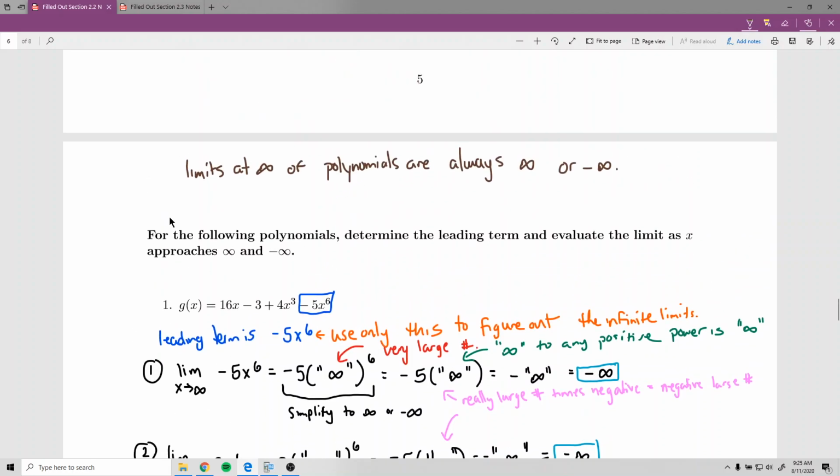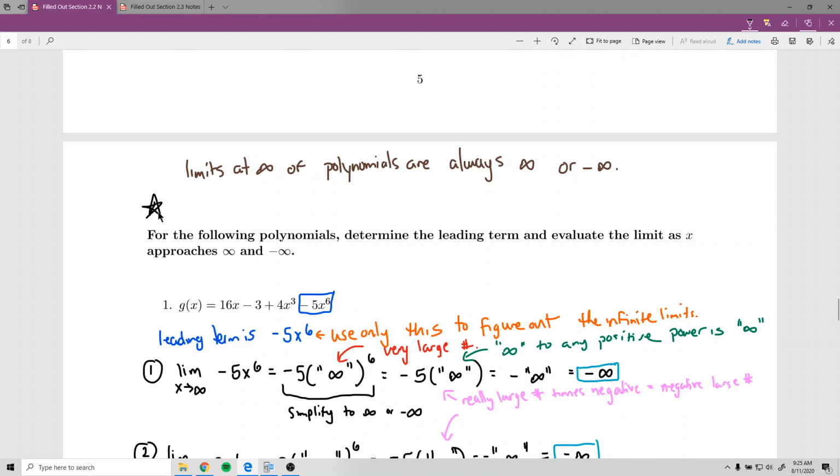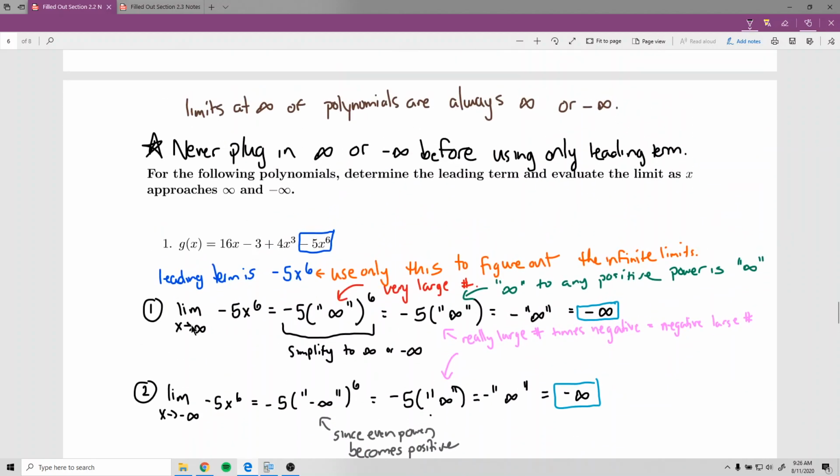So let's go ahead and write that, even though I said it a couple times. So never plug in infinity or negative infinity before using only the leading term. Remember, these are very special to infinity or negative infinity. If you're just plugging in 4, you have the limit as x goes to 4 of this, you would just plug in 4 to the whole thing.